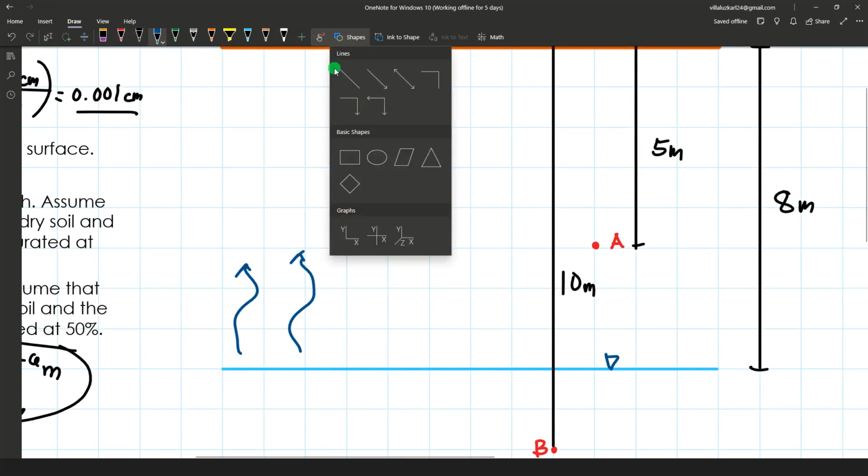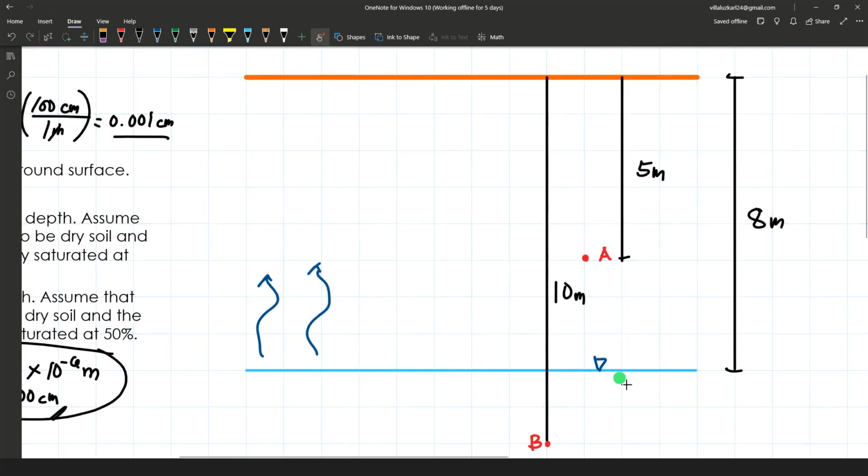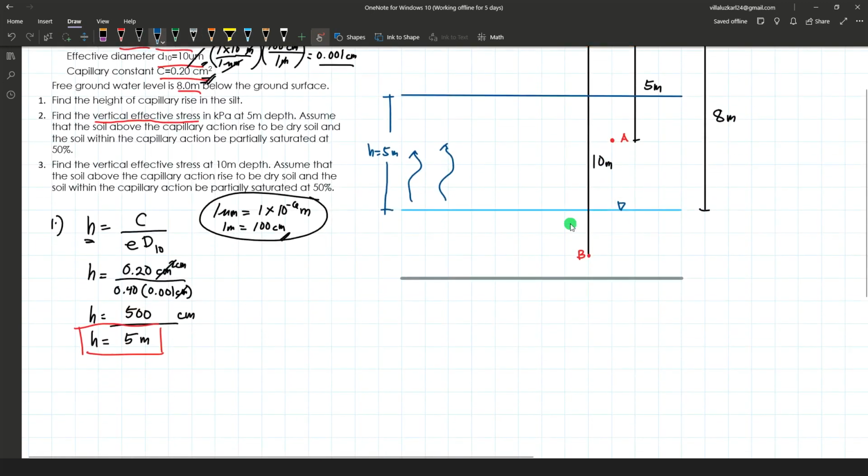So let's draw another line for the capillary action. 5 units above, or 5 meters above the water table. So we have 1, 2, 3, 4, 5 right here. Okay. So that's your capillary action. 5 meters.